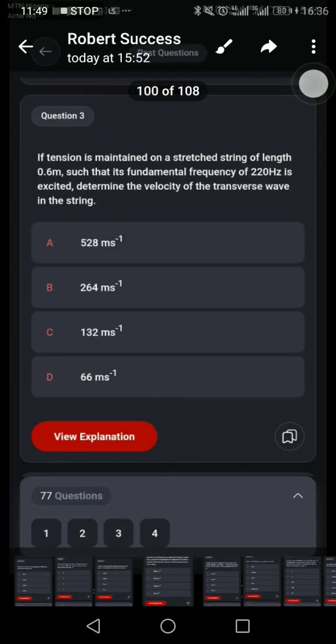If tension is maintained on a stretched string of length 0.6 meters, such that its fundamental frequency of 220 hertz is excited, determine the velocity of the transverse wave in the string. If tension is maintained on a stretched string of length 0.7 meters such that fundamental frequency of 220 Hz is excited, determine the velocity of transverse wave in the string.